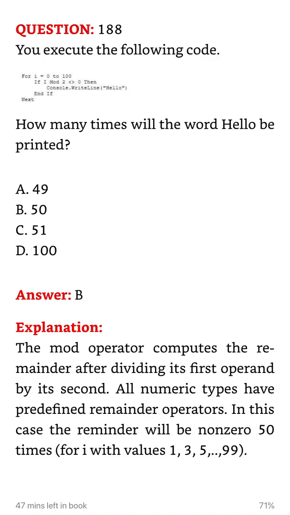So the less than or greater than is another way of saying not equal. The mod operator computes the remainder after dividing its first operand by its second. All numeric types have predefined remainder operators. In this case, the remainder will be non-zero 50 times. Those are all the odd numbers.